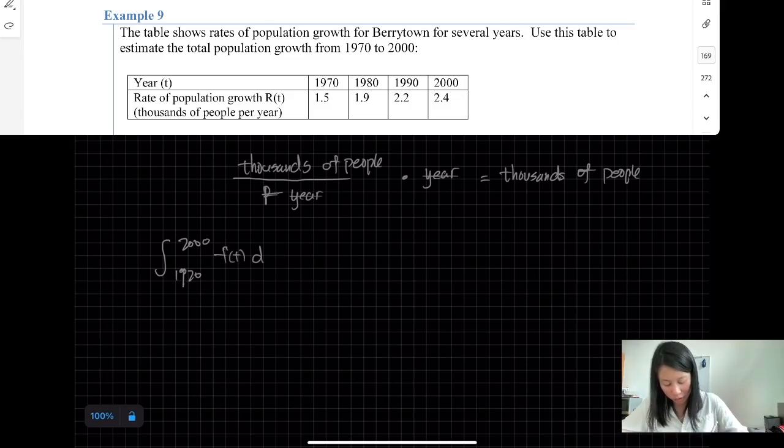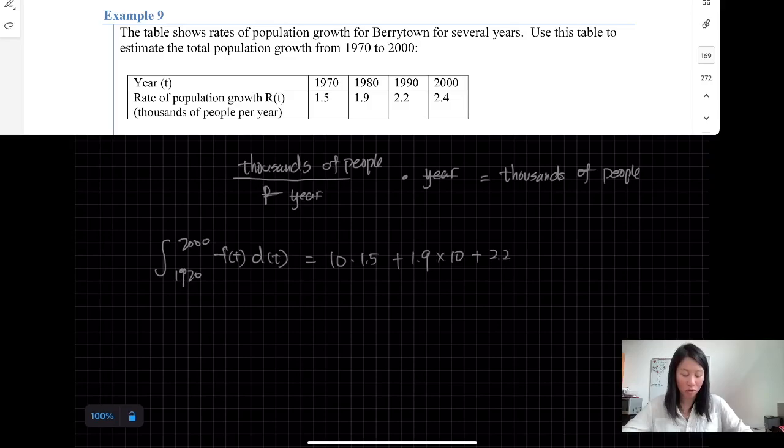The population over t should equal what? So now let's use the left endpoint. Since each width of the bin is 10, with the left endpoint we will have 10 times 1.5 plus 10 times 1.9 plus 10 times 2.2. Sorry about that. So this is equal to 56,000 people.